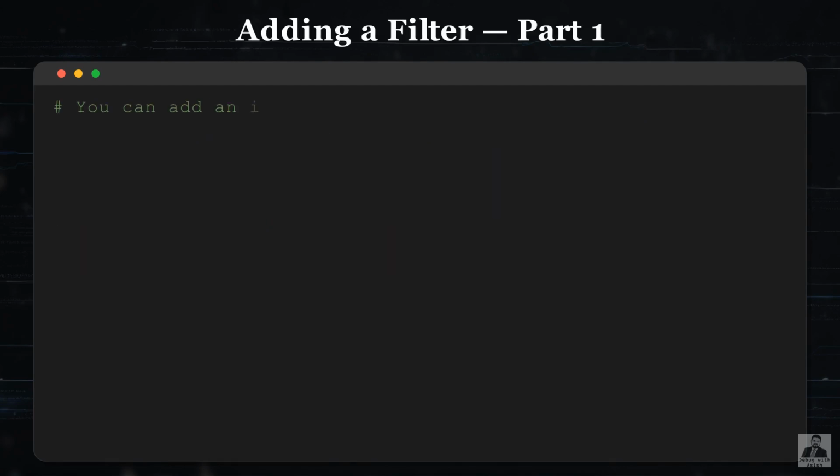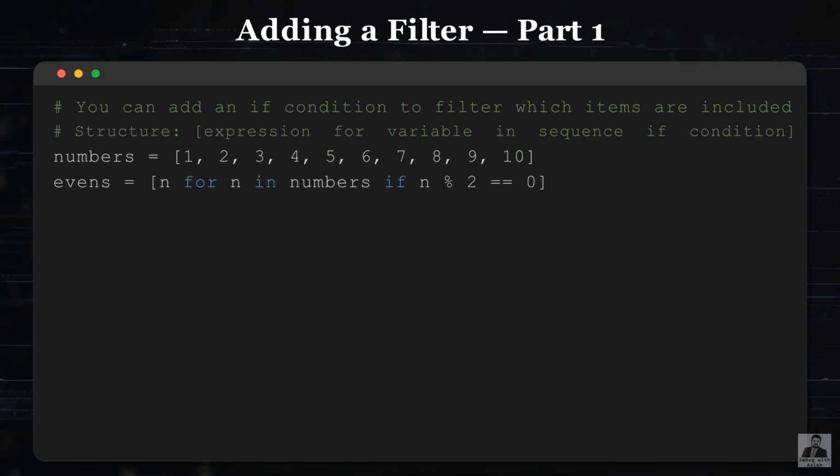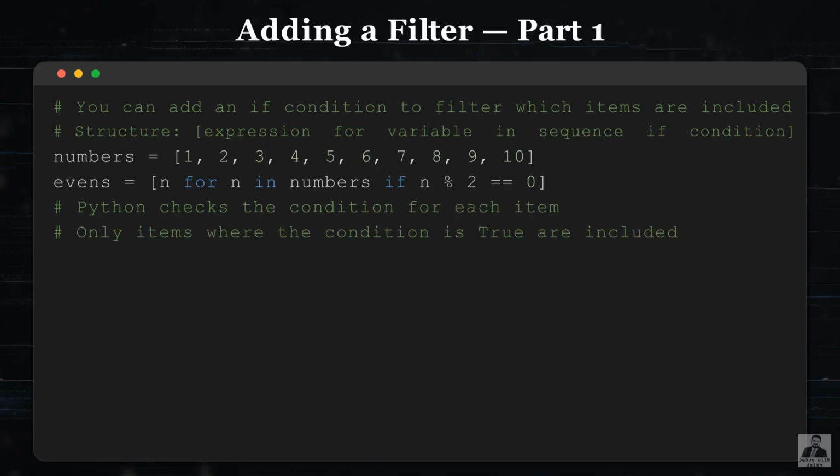You can add a filter to a list comprehension using an if condition at the end. The structure becomes expression, for, variable, in, sequence, if, condition. Here, we loop through numbers 1 to 10. The condition is n modulo 2 equals 0, which is true only for even numbers. Python checks the condition for every item. Items that pass the condition are included in the new list. Items that fail are skipped. The result is a list of only the even numbers.